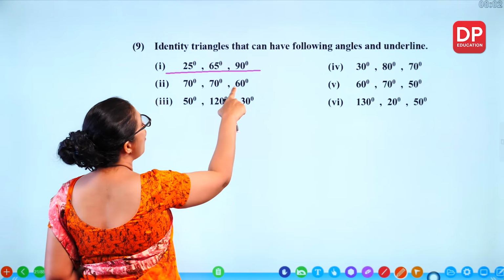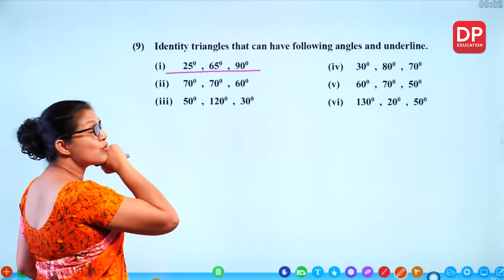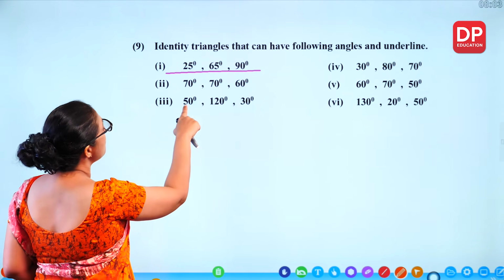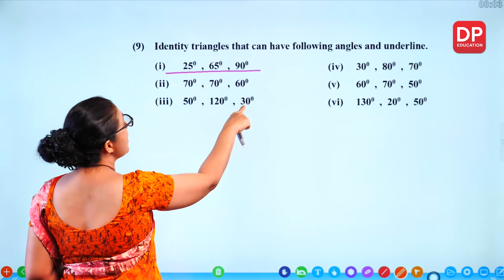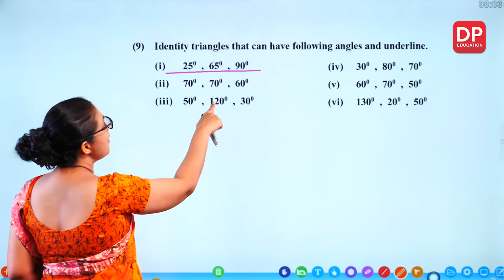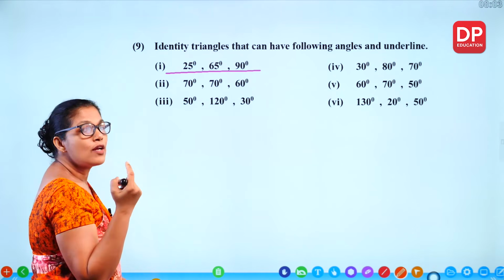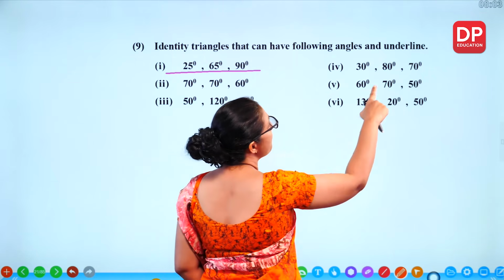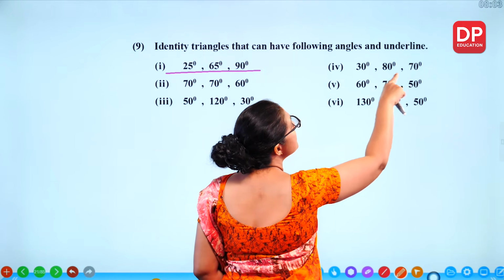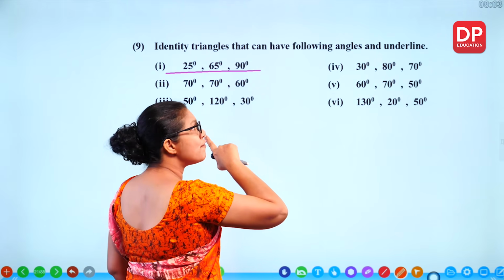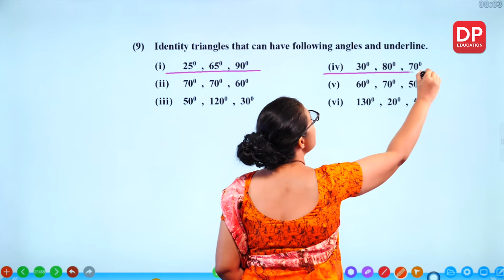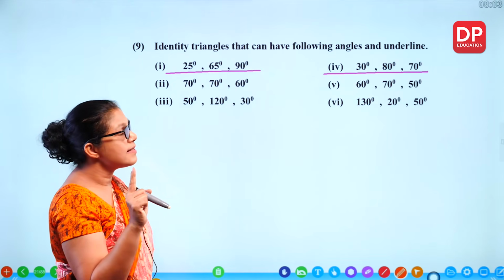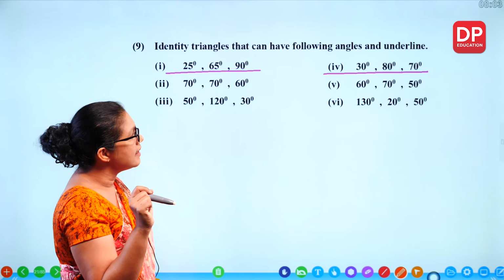Second one, 140. 140 plus 60, you get 200. That's more than 180. It's not a triangle. This one, 120 plus 30, you get 150. 150 and 50, 200. That's also not a triangle. What about this one? 80 and 70, 150. 150 plus 30, 180. So that's an acute angle triangle because all angles are less than 90.